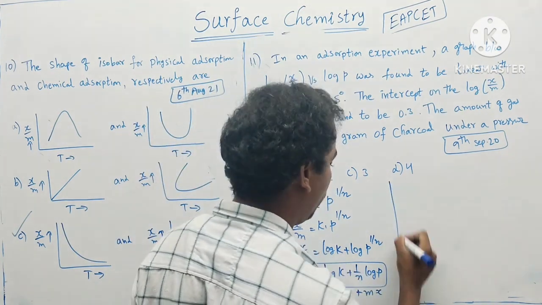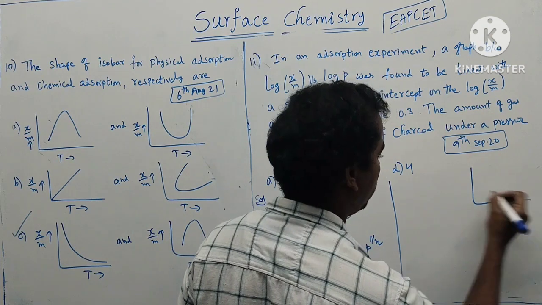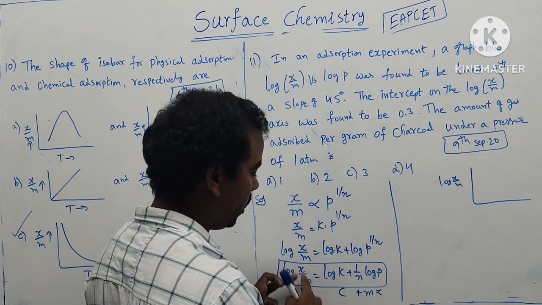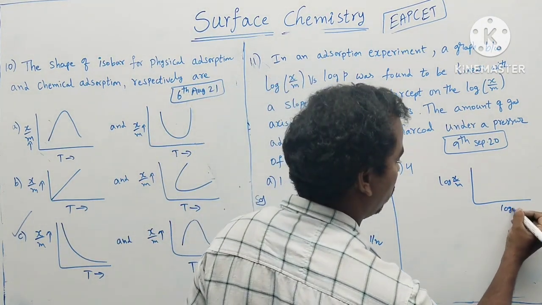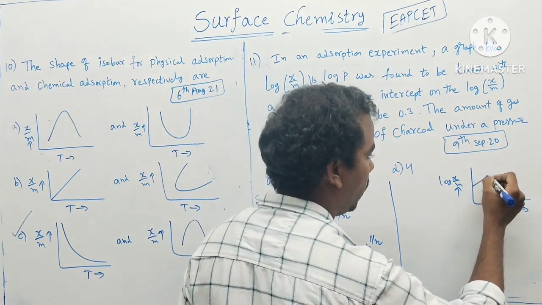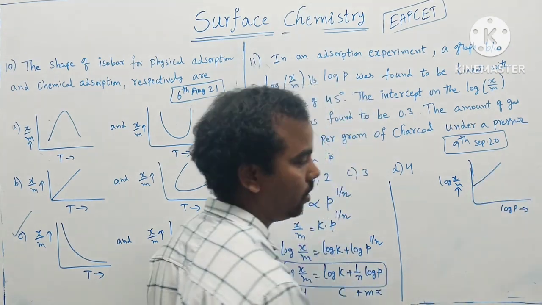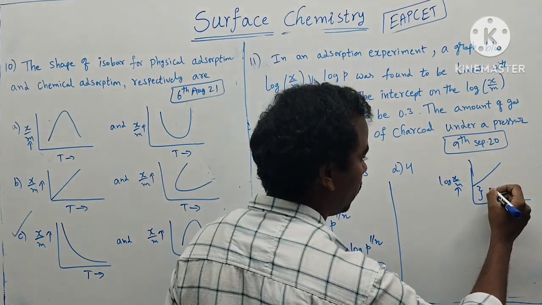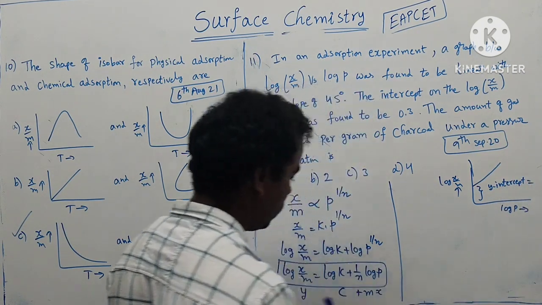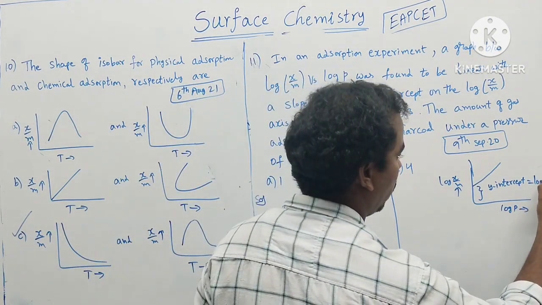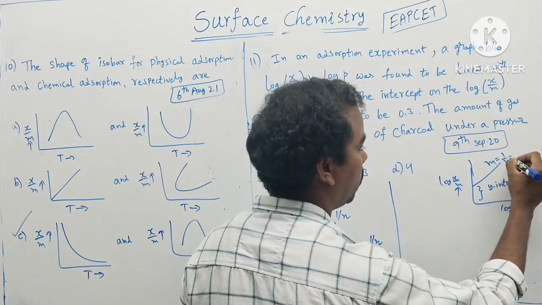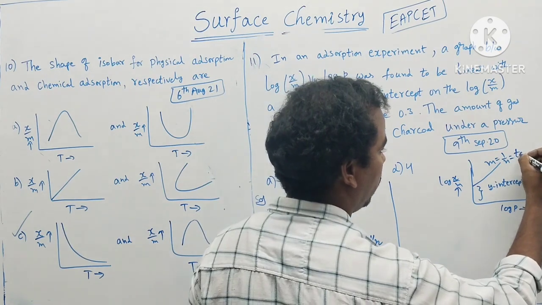For the positive slope, the graph: on the y axis log x by m, on the x axis log p. If the slope is positive, the graph is like this. If the slope is negative, the graph goes in the downward direction. The y-intercept is, what is the y-intercept here? Log k. And what is the slope? m is equal to the slope, 1 by n. 1 by n means tan theta.